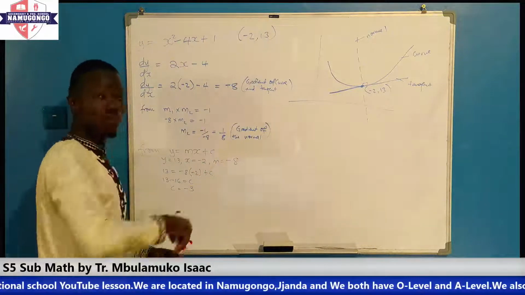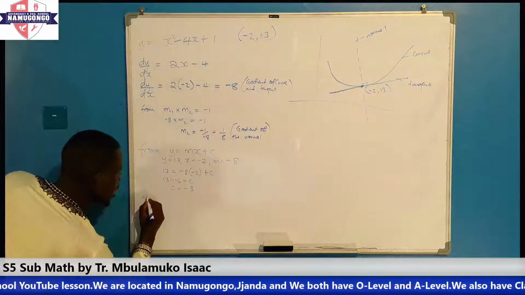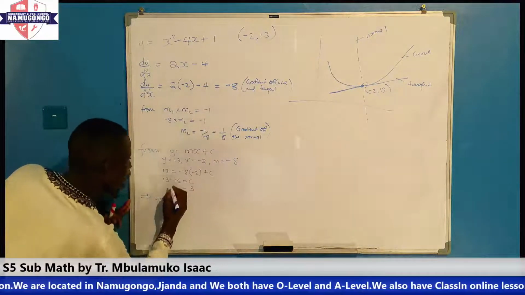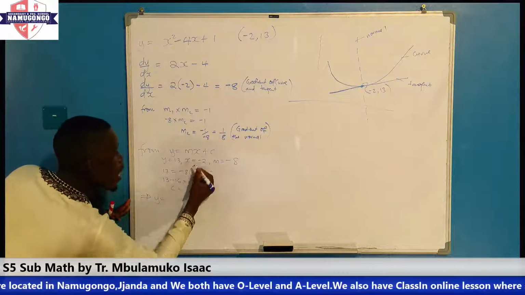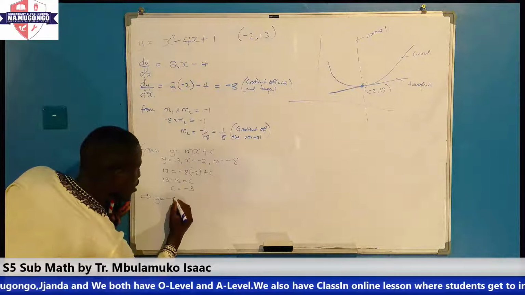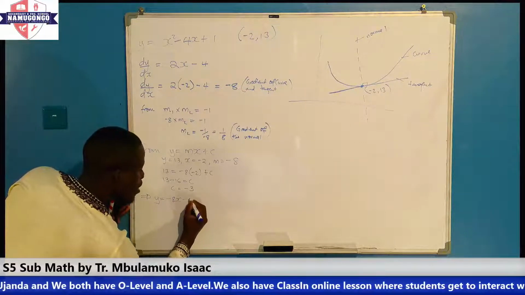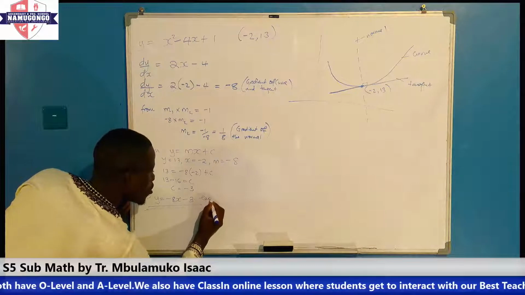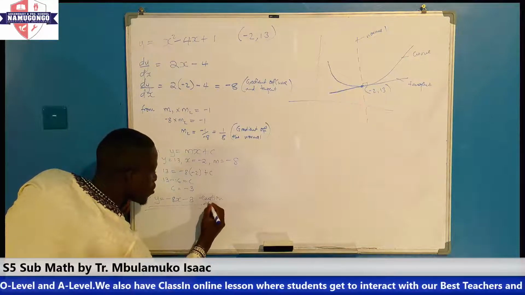So we shall substitute it back. This implies, therefore, that the equation of the tangent will be y equals the gradient, which is negative 8, so it will be y = -8x minus 3. And this will be the equation of the tangent.